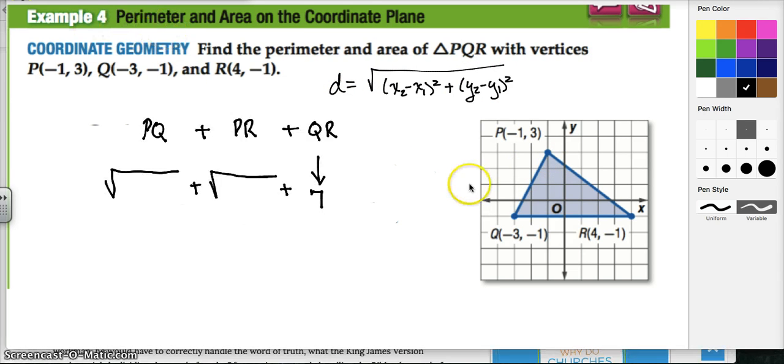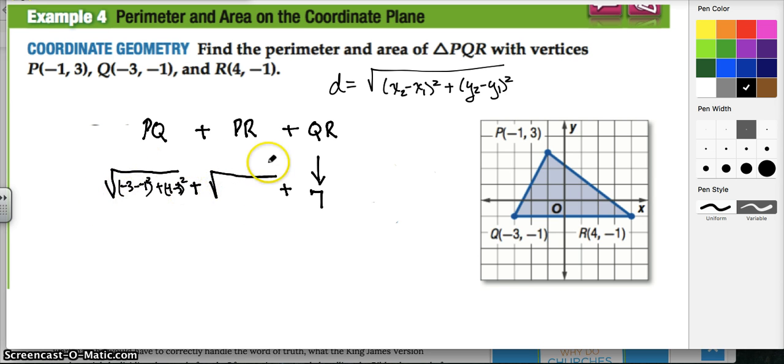Let's do that now. So let's first look at the distance between PQ. We've got to find the difference between the x terms. So the x terms are -3 and -1. So we're doing -3 minus -1, quantity squared, plus the difference between the y terms, -1 minus 3, quantity squared.